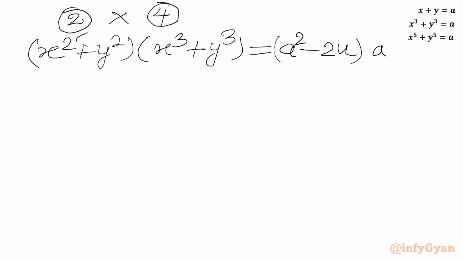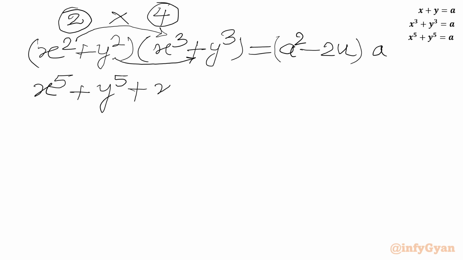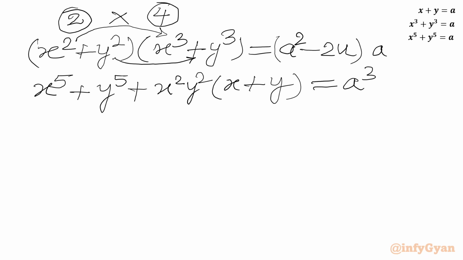Now we will multiply term by term. X square times x cube, we'll write x power 5. Y square times y cube, we can write y power 5. Now cross product terms would be x square y cube plus x cube y square. So there we can take x square y square common. So in the bracket we can write x plus y. And RHS will be a cube minus 2 times u a.